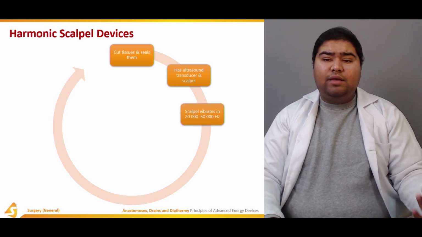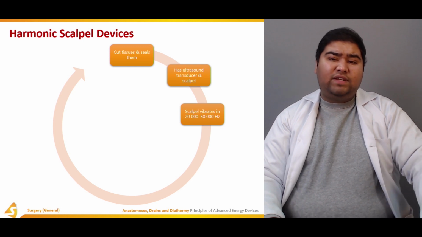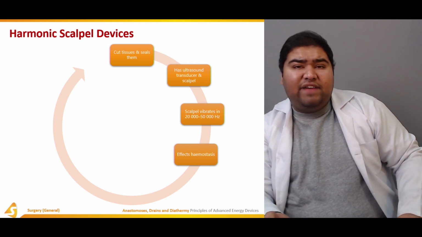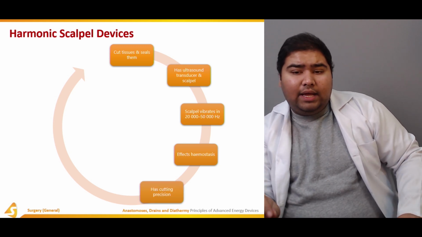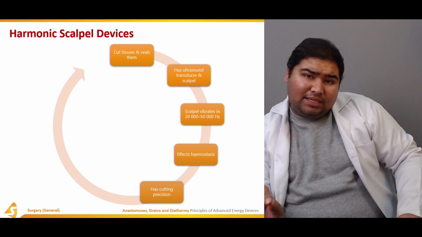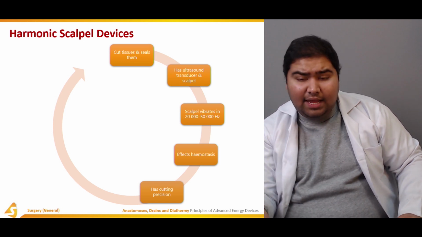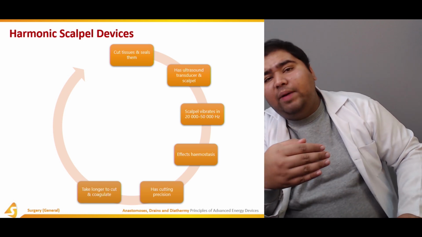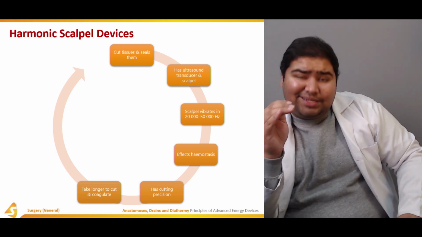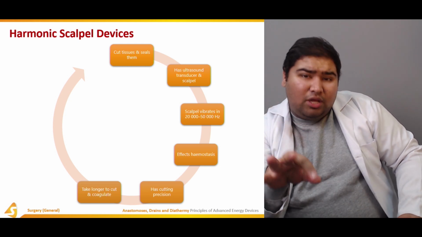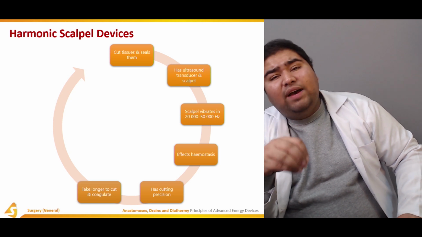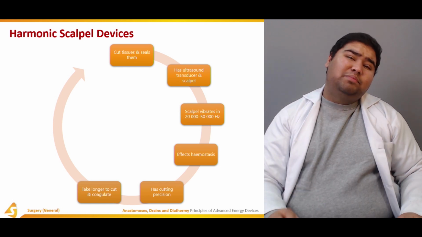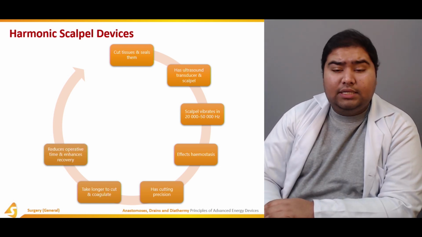Now the scalpel vibrates at about 20,000 to 50,000 hertz. At this frequency, it affects the hemostasis. It has cutting precision, that it cuts very, very precisely. Now it takes longer to cut and coagulate. One of the drawbacks of using the harmonic scalpel devices is that it takes some time to attain that frequency and finally to maintain that frequency so that the cutting effect might be seen. It takes some time for cutting and coagulation to take place.